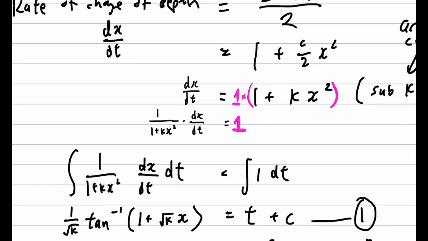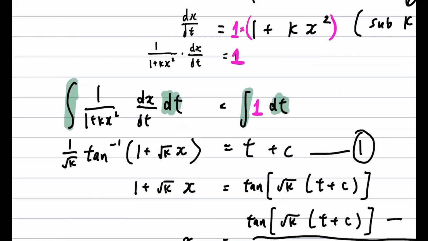Then after that, I introduce the integral dt. Maybe I color it in green to make sure that it's different. Just be consistent and write down a pink color 1. Then after that, the dt cancels off. You're left with integrating 1 over (1 plus kx squared) dx. This one is a standard form. So you can just get tangent inverse of this guy, but multiplied by 1 over square root k.